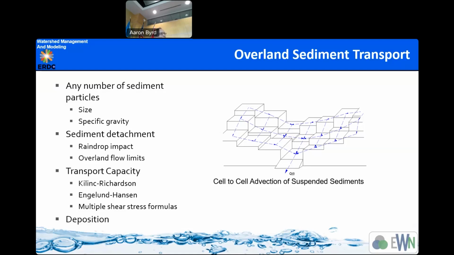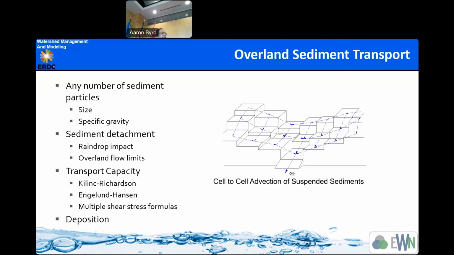It leaves what it can. It takes away what has the capacity. So that's called transport capacity. Basically, the transport capacity is the Richardson equation, the England-Hansen equation, and there are multiple stream power formulas. Why they are called stream power formulas is because they are directly related to energy. And actually, these are kind of empirical relationships derived in the laboratory.